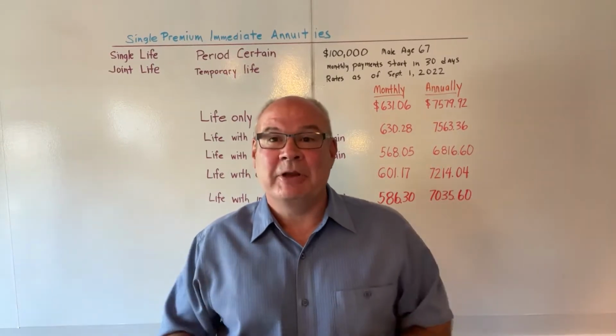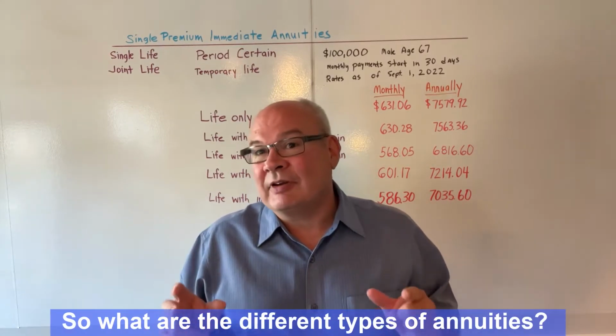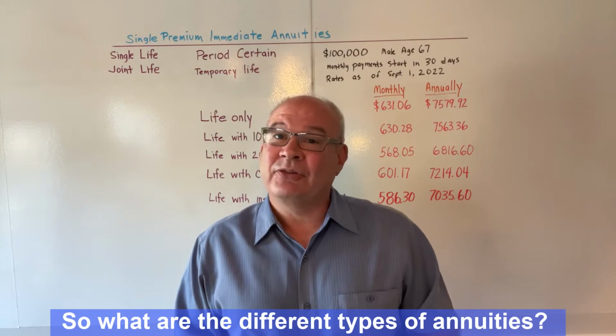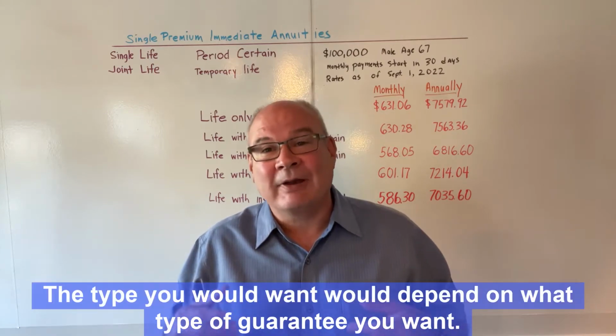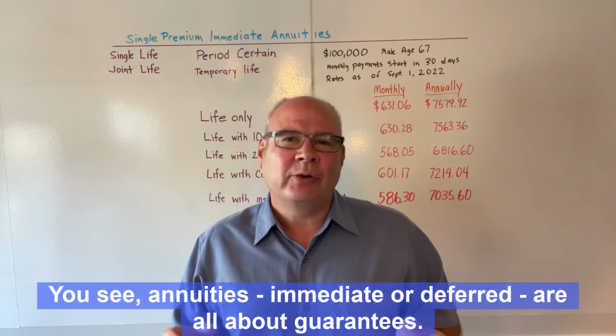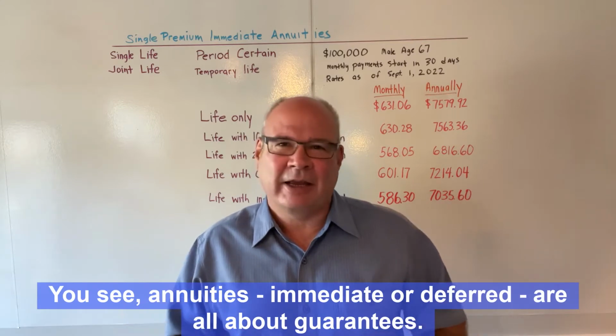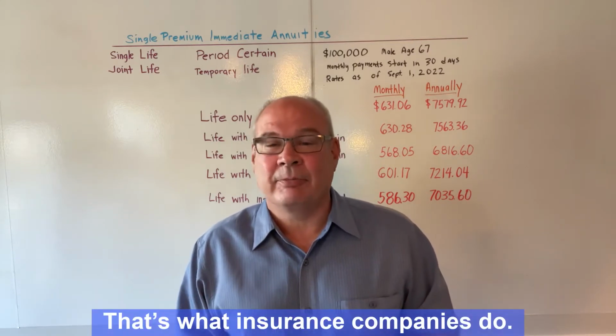So we've talked about what immediate annuities are. So what are the different types of immediate annuities? Because the type you would want would depend on the type of guarantee you want. You see, annuities, immediate or deferred, are all about guarantees. That's what life insurance companies do.